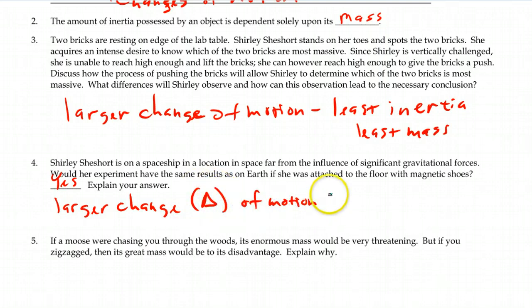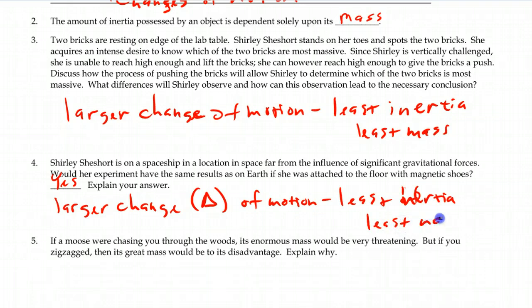Another way to think of that is the larger acceleration is going to again have the least amount of inertia. And again, the least amount of inertia means the least amount of mass, because mass is the sole determiner of how much inertia an object has.